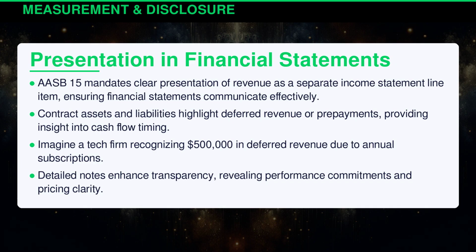AASB 15 mandates clear presentation of revenue as a separate income statement line item, ensuring financial statements communicate effectively. Contract assets and liabilities highlight deferred revenue or prepayments, providing insight into cash flow timing. Imagine a tech firm recognizing $500,000 in deferred revenue due to annual subscriptions. Detailed notes enhance transparency, revealing performance commitments and pricing clarity.